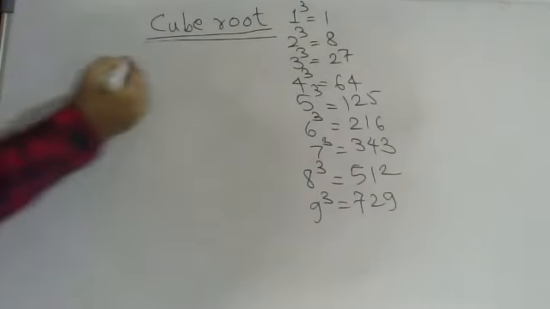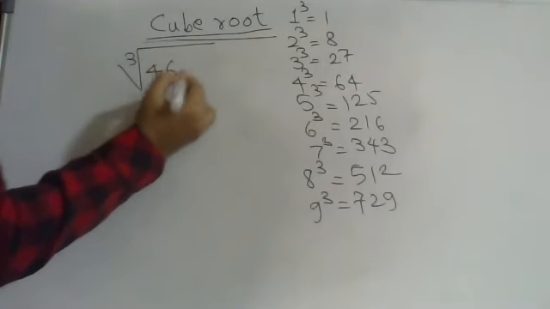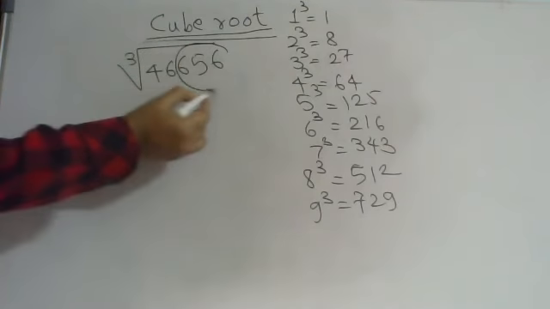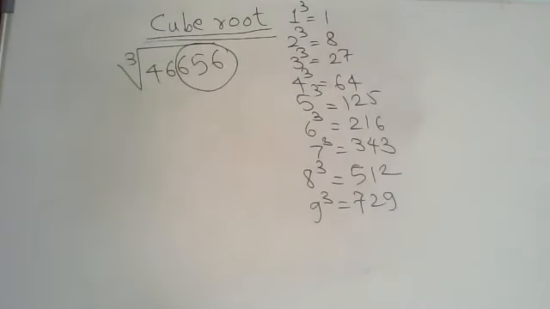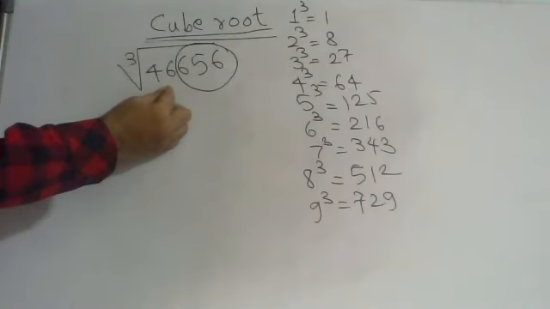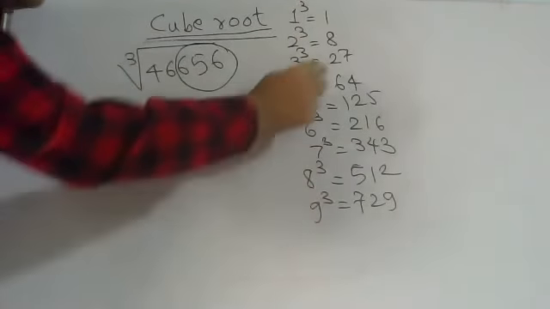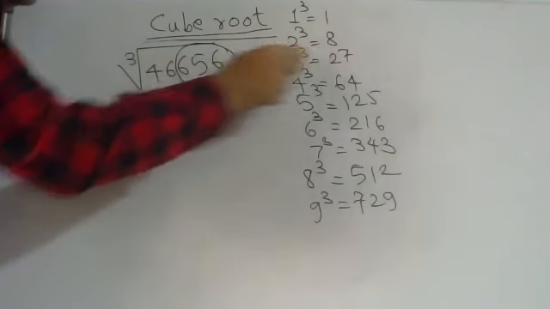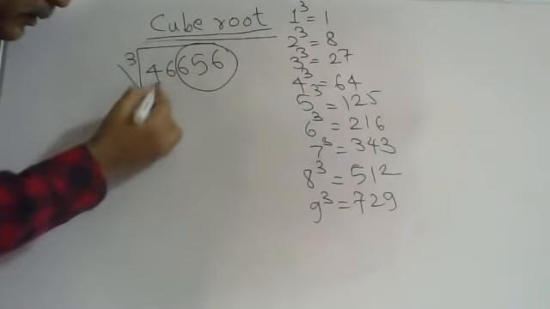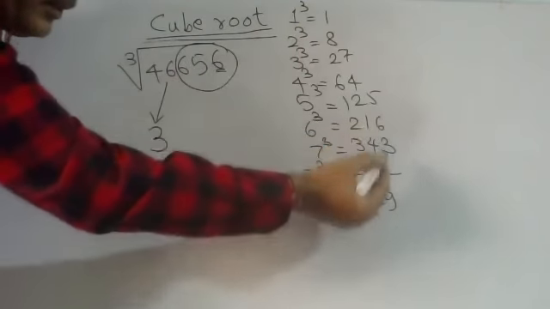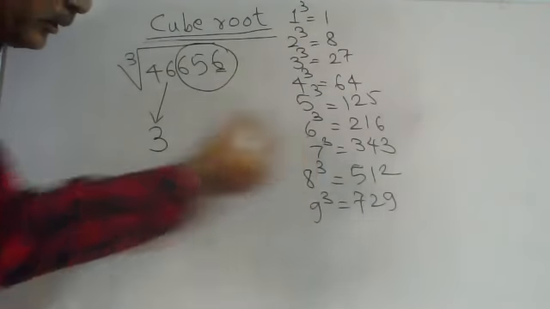Cube root of 46656. Don't think about last 3 digits. Think about 46 first. The cube near to 46 and smaller than 46 is 27. 27 is cube of 3. So I will write 3. 6. Where you can see, find out 6 here. Think about this 6.